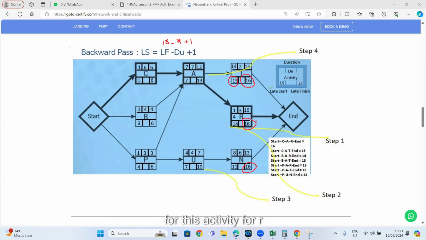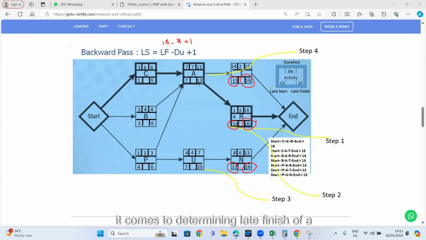Similarly, for activity R, what will be the case? 16 minus 3, which is 13, plus 1, which is 14. For activity N, what will be the case? 16 minus 6, which is 10, plus 1, which is 11. All good till here?